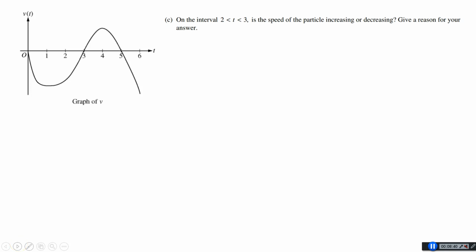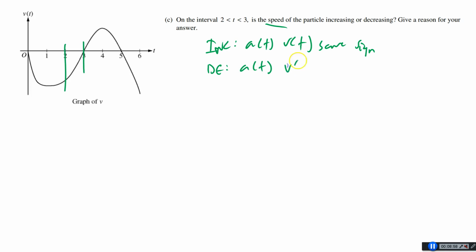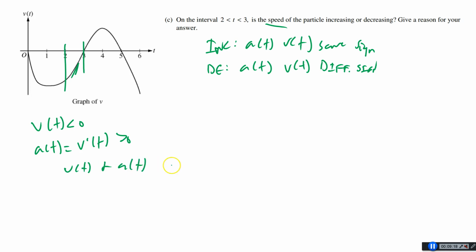So between 2 and 3, is the speed of the particle increasing or decreasing? Here's 2, here is 3. Remember, speed is increasing when a of t and v of t have the same sign, and it is decreasing when a of t and v of t have different signs. Let's check it out. Looks like v is negative, so v of t is less than 0. And the acceleration, which is the derivative of the velocity, is the slope here. Slope is positive. So v of t and a of t have different signs. So speed is decreasing.